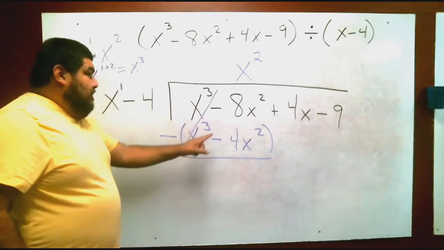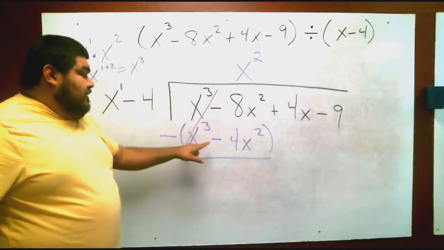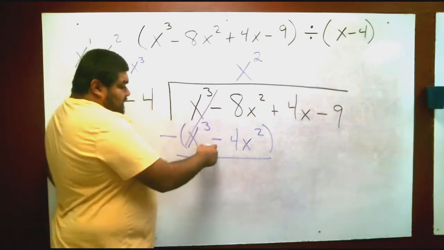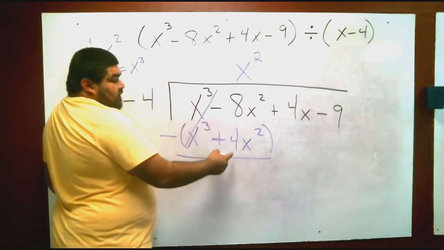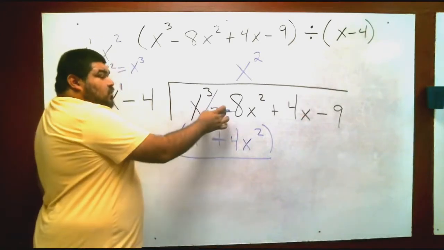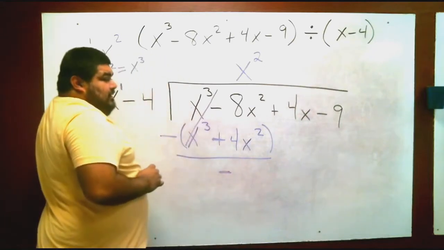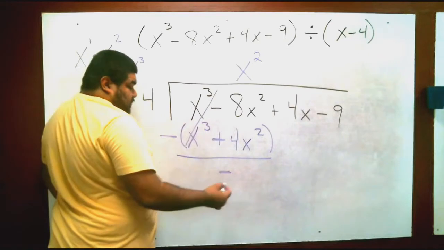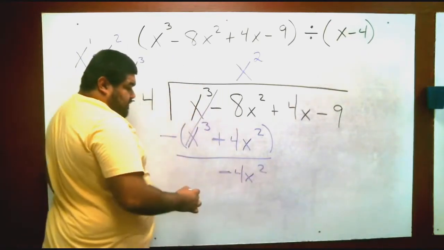We're trying to cancel out as many as we can. Notice that now we have negative 8x squared minus a minus. So minus a minus makes the 4 a positive, right? So we have negative 8 plus 4. Obviously, there are 2 different signs, so you're going to subtract them. Your biggest one is negative, so you know your answer is going to be negative. 8 minus 4 is 4. So we have negative 4x squared. Okay?